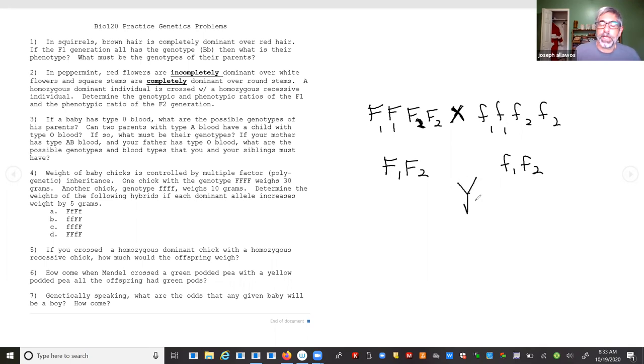Now put them back together, just like we put the letters back together in a dihybrid cross. Now you're putting the ones and twos back together. And you see we get this heterozygous offspring. And how much does it weigh? Well, we start at 10, 15, 20. So all the little baby chicks are going to weigh 20 grams when they're born, when they hatch out.